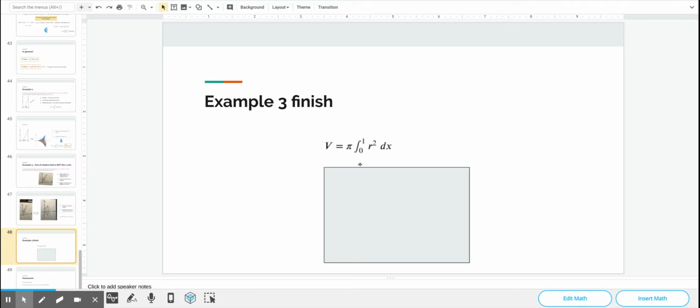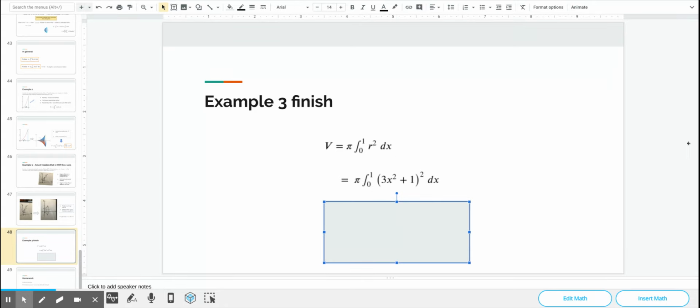So here we go. I've got pi from 0 to 1. That's where I cut everything off. So it was at x equals 0 to x equals 1, and then of r squared. We figured out r to be 3x squared plus 1, because I subtracted 1 from 3x squared plus 2. Okay, and so here's what it would look like.